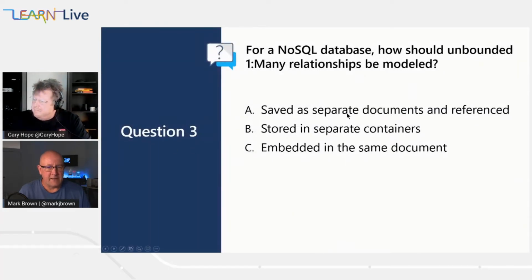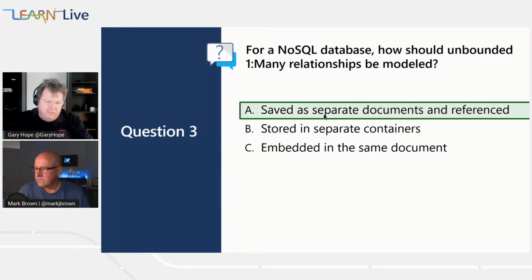Embedding in the same document, well, that doesn't sound good either, because if it's unbounded, that limit, right? Yeah, you're going to blow up the 2 megabyte limit. Yep. So even though it sounds like a bit of a relational thing where you save the separate documents and you reference them, that is going to be our best solution for these unbounded relationships. Yeah, I think so too.